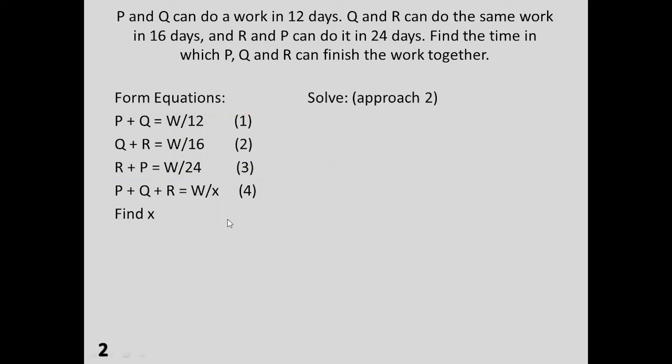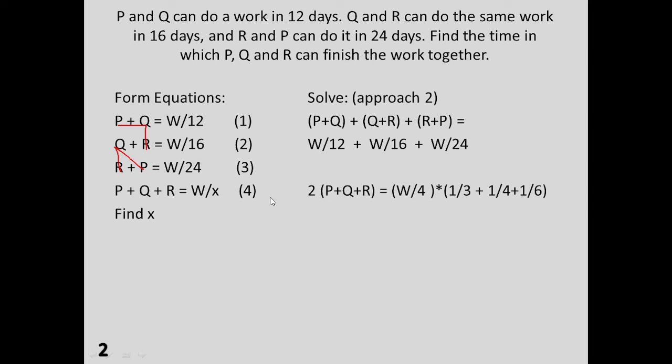Now there is another approach which is like this. What if you add all three equations? So here you have one set of P, Q and R. Here you have another set of P, Q and R. So if you add all three, equations 1 plus 2 plus 3, you will get it in terms of equation number 4. Let me show the solution. And there is the answer, 32 divided by 3 days.